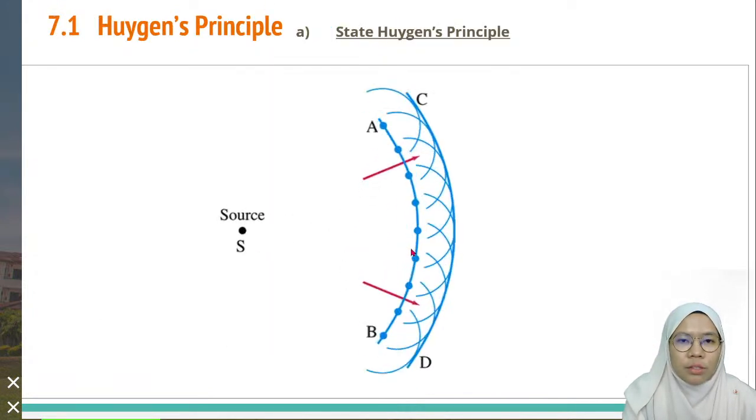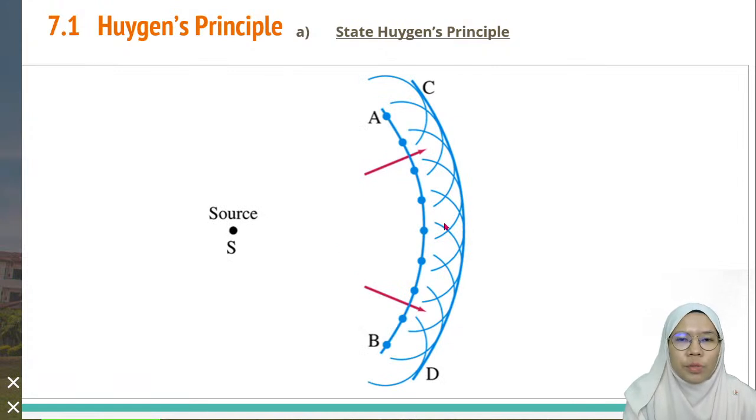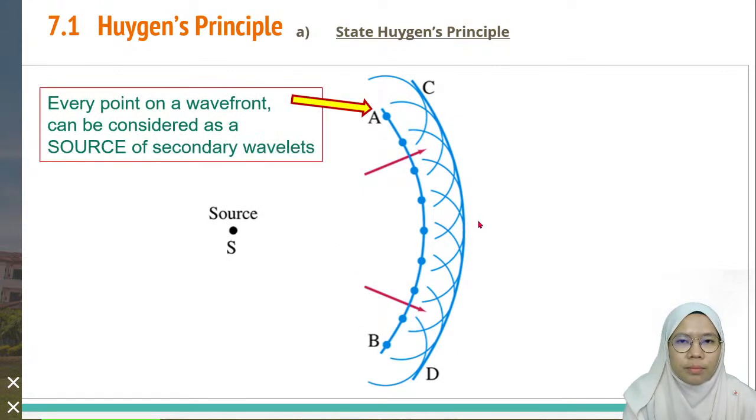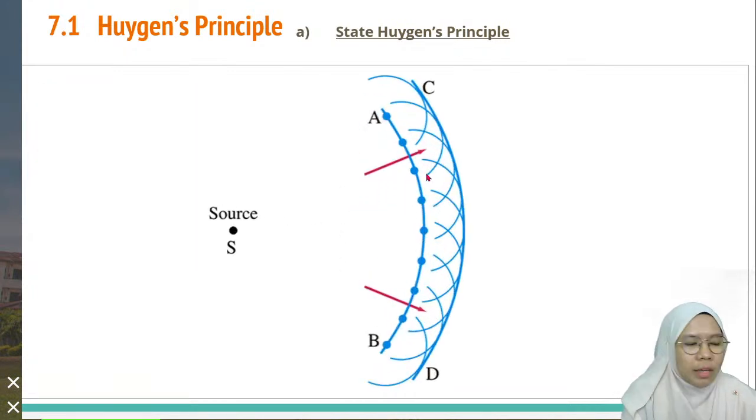Right, so we are going to discuss Huygens principle. So who is Huygens actually? The name is Christian Huygens. He is a scientist, a physicist, mathematician, and is really well known for his light wave theory.